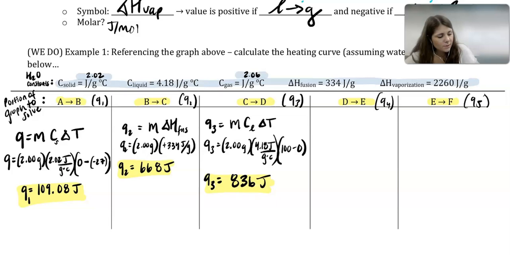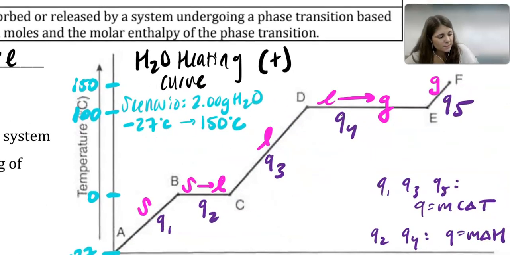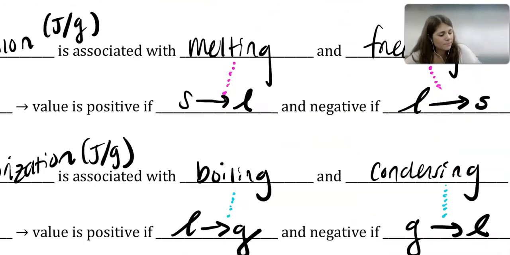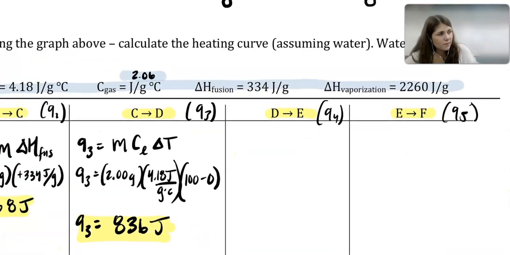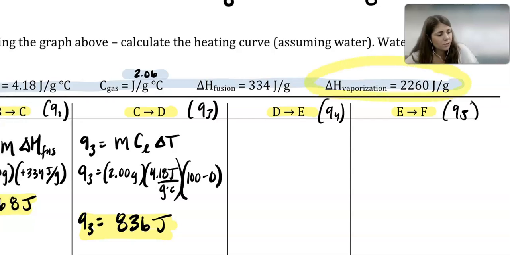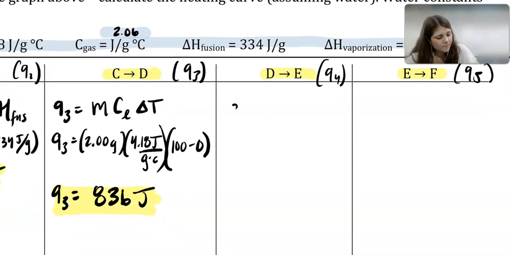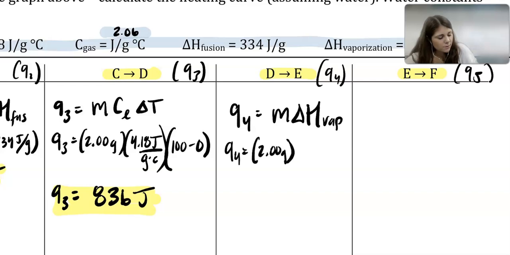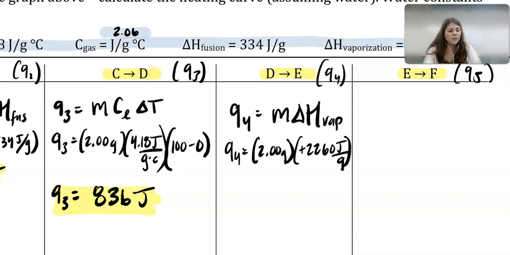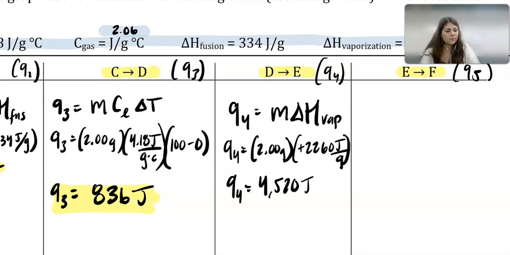Moving on, now let's do D to E. So this is going to be this portion right here. This will be a phase change, so this will be associated with the delta H of vaporization. Here, delta H vaporization is 2,260. So here, Q4, we'll do 2 grams multiplied by positive 2,260 joules per gram. Here you get Q4 as 4,520 joules.